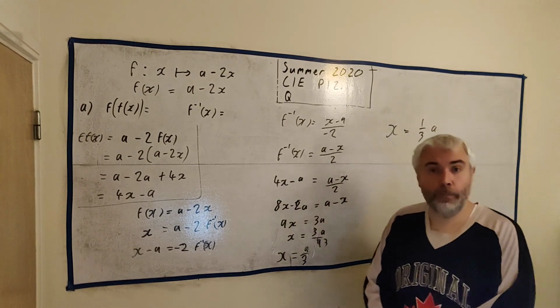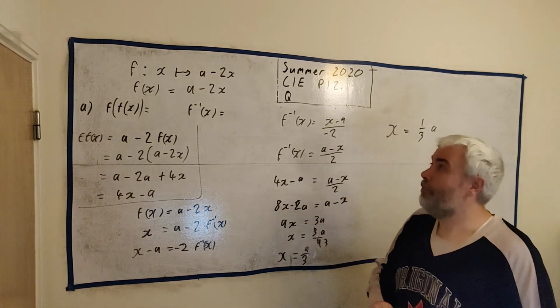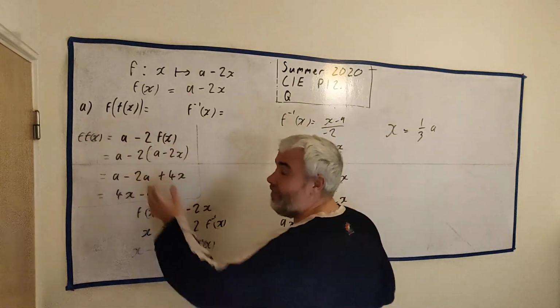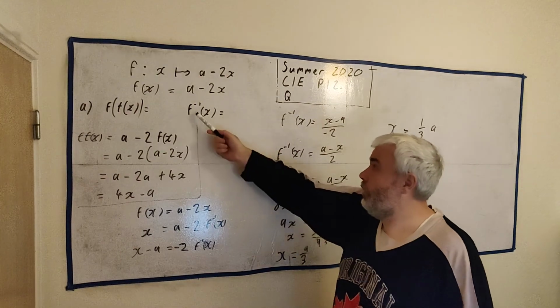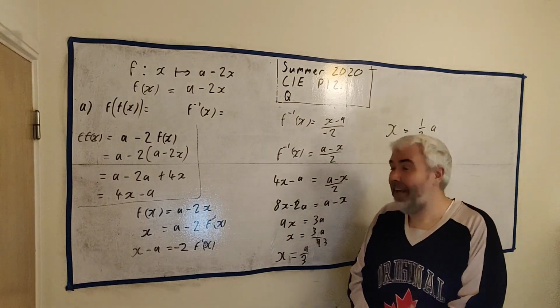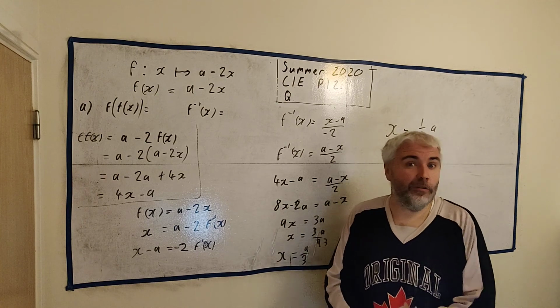Fairly straightforward, but lots of students would have got it wrong because they're too confused by the starting of it. They don't understand what f f of x meant, or they don't know how to get the inverse. But it's actually quite straightforward, and it's asked on most exams, so it is worth learning.